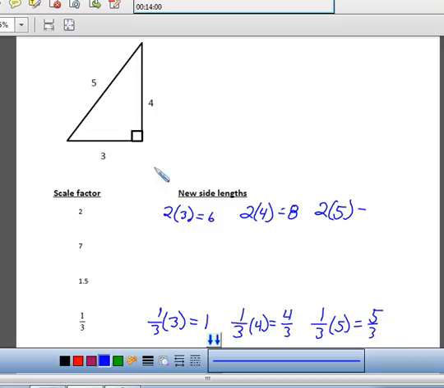This is going to be the same triangle that you have here, only much smaller. So it'll look maybe like this. Same angles, but the side lengths are different.